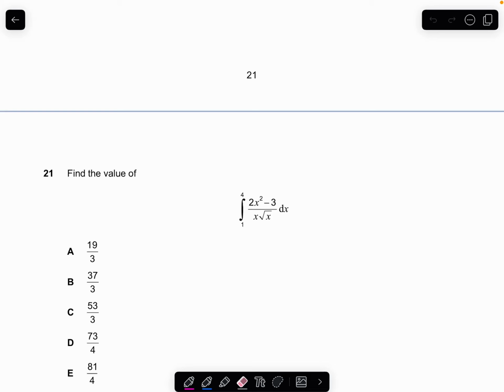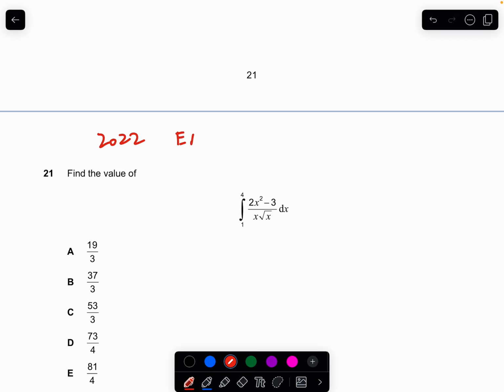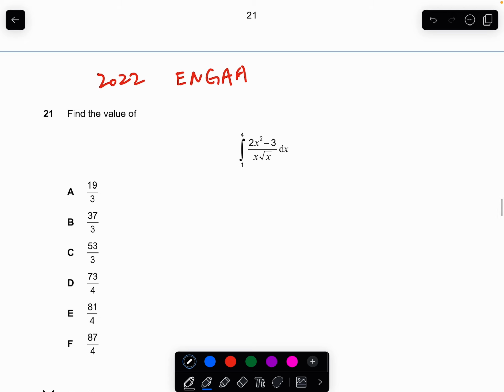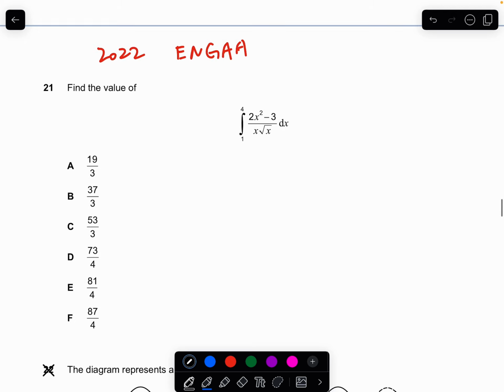Okay, and today I'm going to challenge myself by completing the 2022 ENGAA, the first part, section 2. Okay, let's start. First, find the value of this integral.